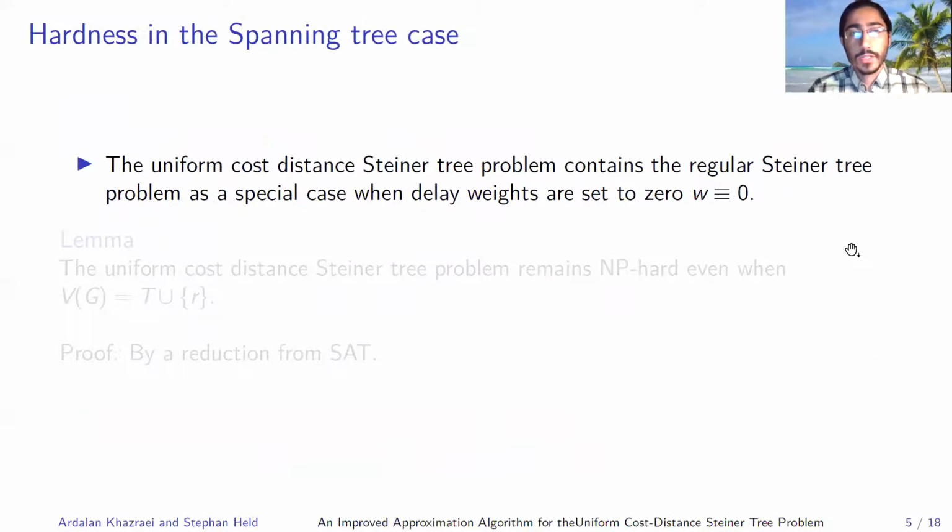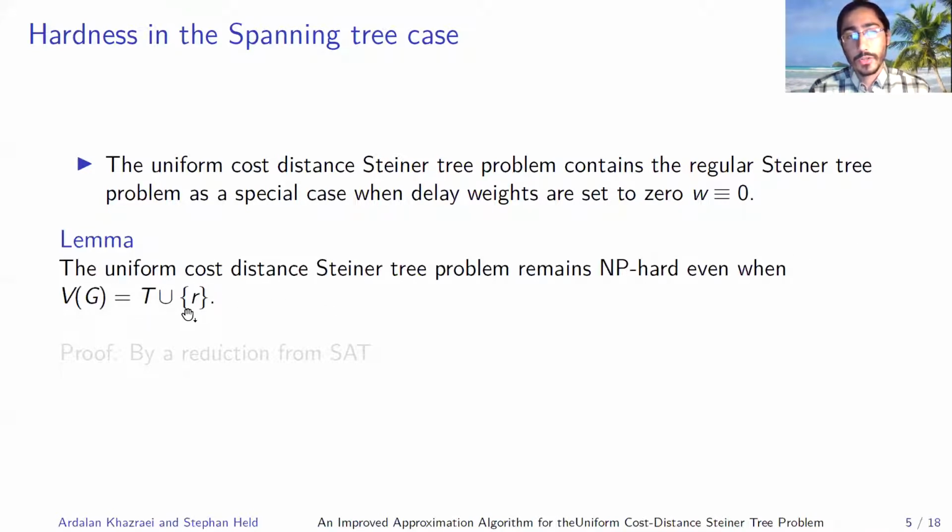So notice that the uniform cost-distance Steiner tree problem contains the regular Steiner tree problem as a special case when setting the delay weights to 0. And this directly implies that it's NP-hard. However, if all the vertices other than the root are terminals, then this would render the Steiner tree into a spanning tree, whose problem would not be NP-hard anymore.